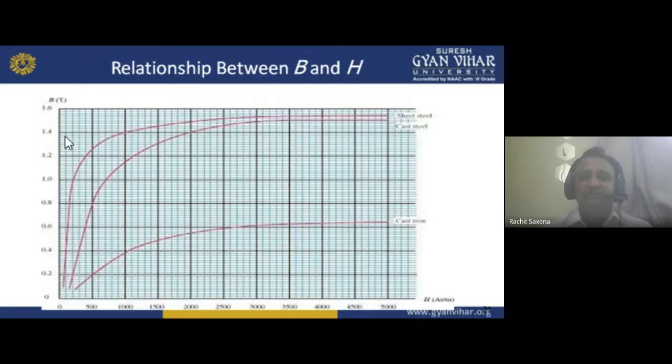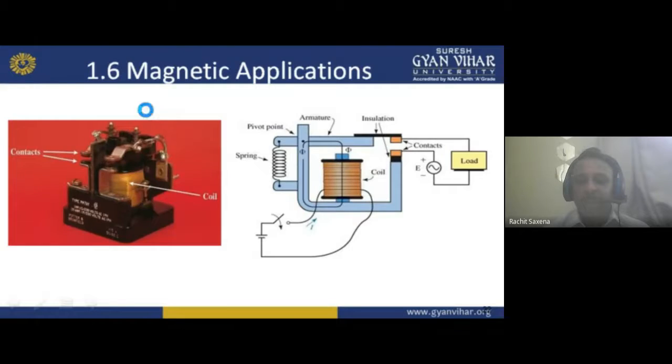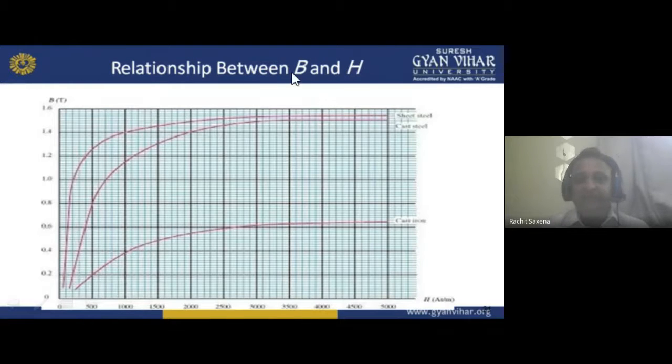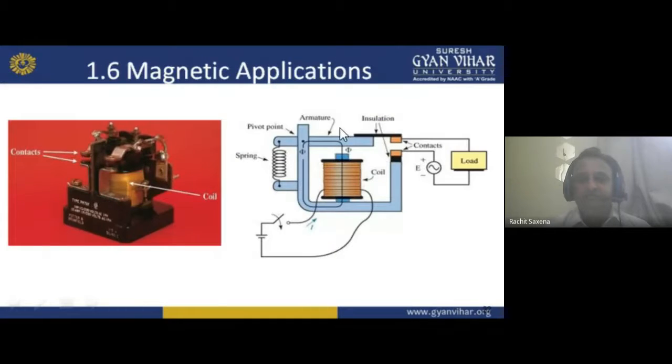So we can write density equals mu into H, B equals mu H. Mu is permeability. If permeability is higher, then I am getting the flux. If permeability is lower, I am not getting the flux. So the curve between B and H is also known as the hysteresis curve. The relation between B and H is represented by this curve. Okay, understand by this here.